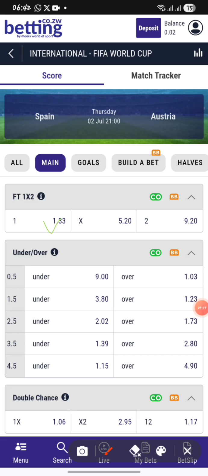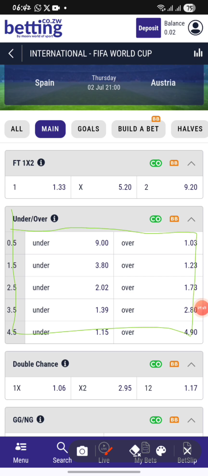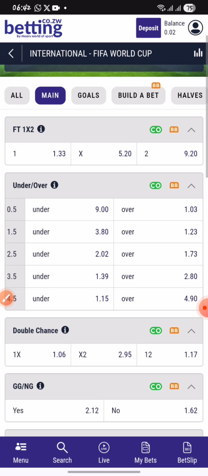for a win, right? I would pick Spain for a win. Okay, that is if I want to bet a straight win, right? If we want to bet goals, we have seen that Spain scored quite a number of goals previously, right? So the under and over window actually talks about the total number of goals that will be scored in the game, right? Like the goals will be under 4.5 or will be over 4.5 and so on. 4.5 meaning to say it's going to be 5 goals and above, right? Yeah, that's over 4.5.